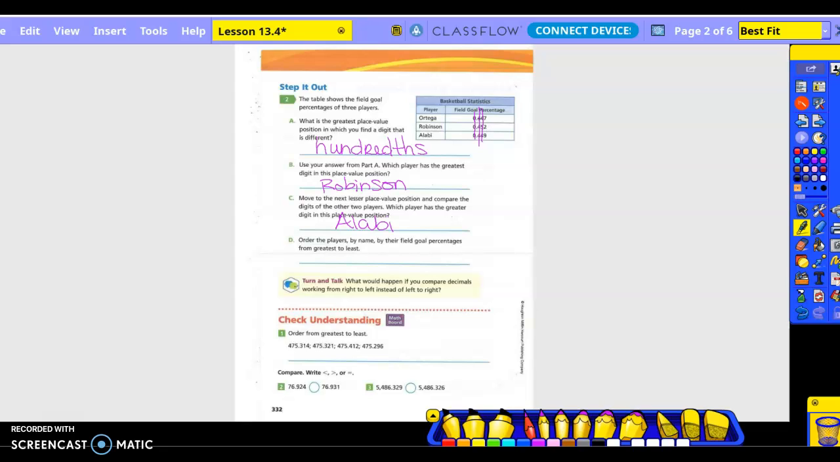Order the players by name by their field goal percentages from greatest to least. So who had the greatest? Robinson. Okay, then Ortega.